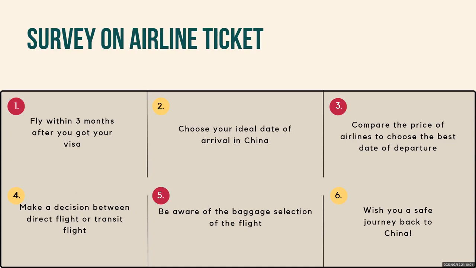And to survey your airline tickets, you need to follow these steps. First is to fly within 3 months after you got your visa because it doesn't last that long. Number two is choose your ideal date of arrival in China. Number three, compare the prices to save your money. Number four, make a decision between direct flight or transit flight.